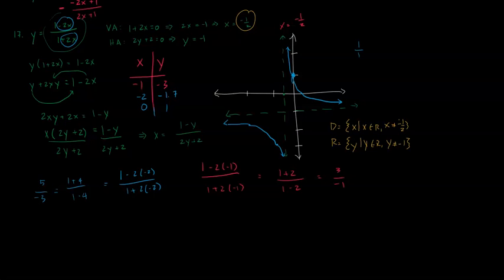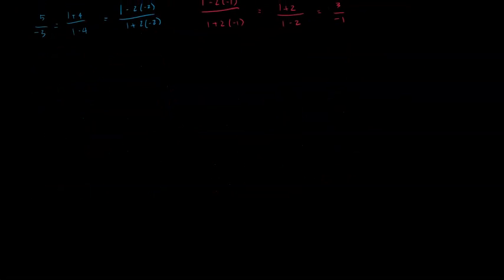Okay, last one that was on there. Number 18, which was y equals 2x minus 3 over 2 minus 3x. Okay, vertical asymptote, 2 minus 3x equals 0. So that's going to be negative 3x equals negative 2. x equals 2/3.